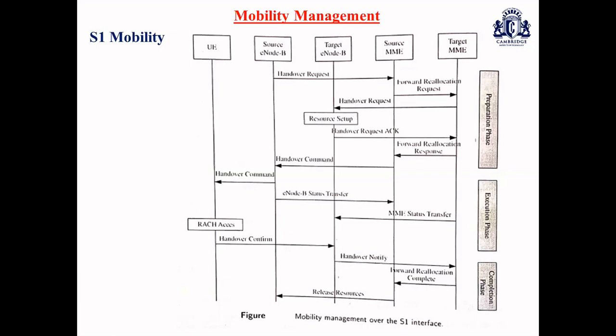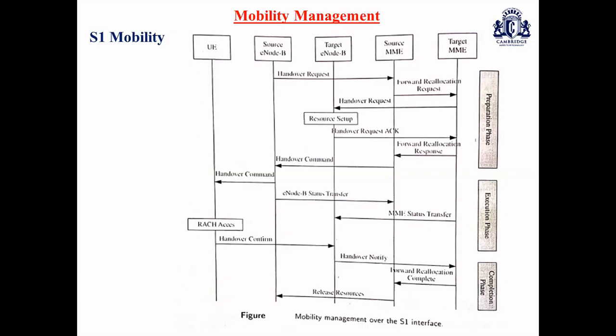When your user entity moves from one eNode B to the other that belongs to a different RAN, that is attached to a different mobility management entity, then the mobility takes place over the S1 interface. So we shall have a discussion with respect to S1 mobility, where you can see on the slide the discussion of mobility management over the S1 interface.